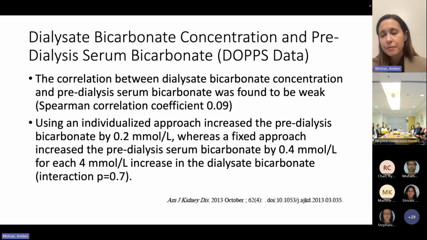These results that we found with Ontario data, with there being very little impact of dialysate bicarbonate concentration or practice on the pre-dialysis serum bicarbonate concentration, have also been replicated in the DOPS data. So when they looked at this, they found a very weak correlation between the dialysate bicarbonate concentration that was used and the pre-dialysis serum bicarbonate. They also found, similar to us, that using an individualized approach to this really did not result in a meaningful difference in the pre-dialysis concentration of bicarbonate compared to using a blanket standardized approach.